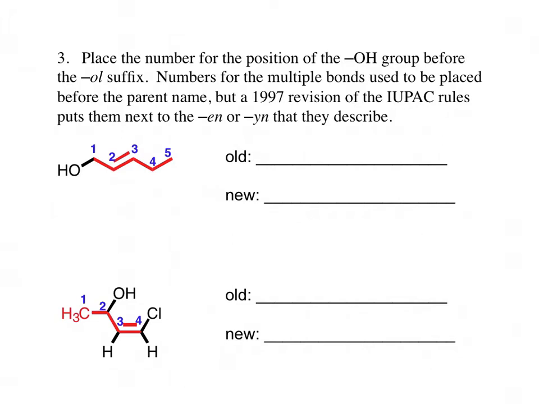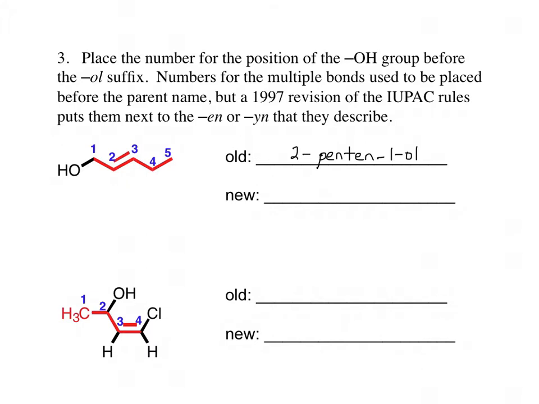As far as the parent goes, under the old system, this was a pent, so we would say it's a pentene. So I'm going to go pent, ene, and then 1 ol. And to indicate where the double bond is, I will put a 2 out front. That's the old system. The number for the multiple bond is in front of the name, and then the alcohol number goes with the OL.